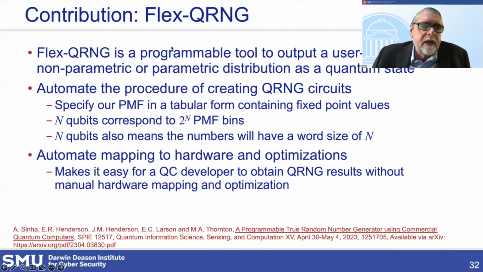So in this paper, we called this experimental tool Flex QRNG. It allows the user to specify the desired probability mass function with a desired number of qubits. And if we use n qubits, then we have 2 to the n different discrete variates that we can sample from our probability mass function when we measure it. And then we automatically generate the oracle in probability amplitude encoded form that corresponds to this probability mass function.